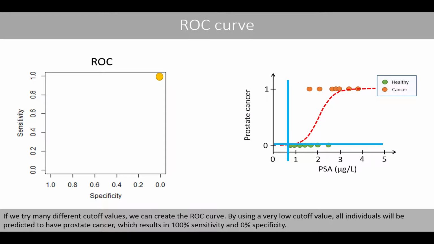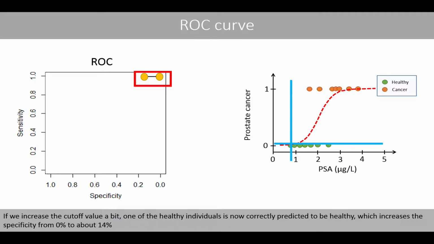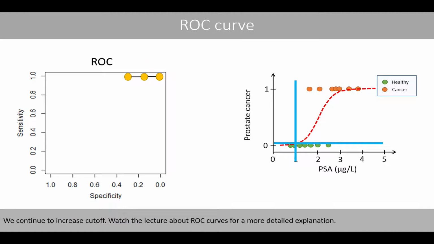If we try many different cutoff values, we can create the ROC curve. By using a very low cutoff value, all individuals will be predicted to have prostate cancer, which results in 100% sensitivity and 0% specificity. If we increase the cutoff value a bit, one of the healthy individuals is now correctly predicted to be healthy, which increases the specificity from 0% to about 14%. We continue to increase the cutoff. Watch the lecture about ROC curves for a more detailed explanation.